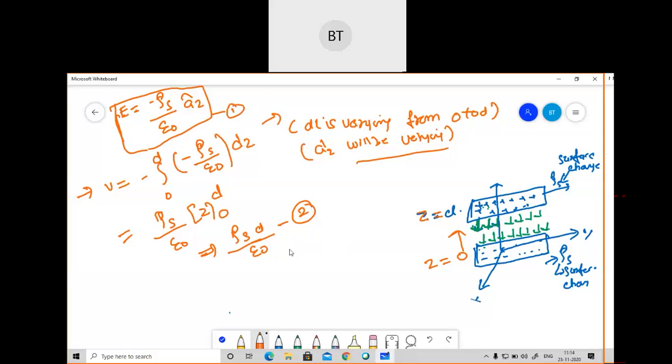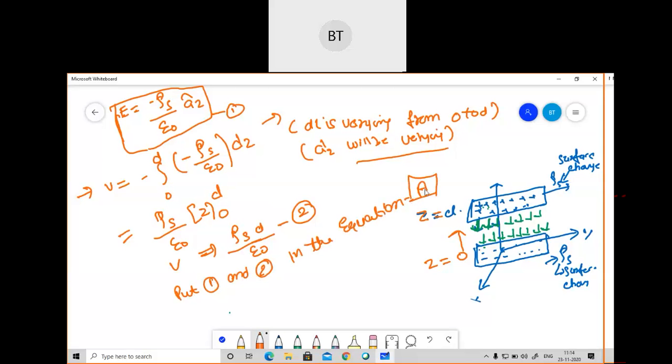Second equation will be the potential equation, that will be the V equation. So these two equations will be there. Now these two equations I'm going to substitute in equation A. So what I will write here: put 1 and 2 in equation A, which we have seen already. So now these two equations I'm going to substitute.